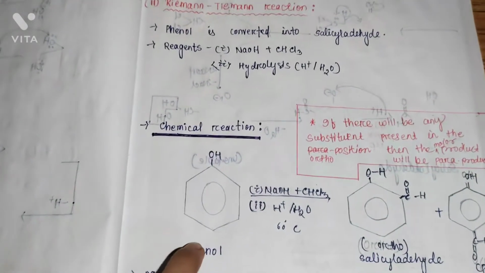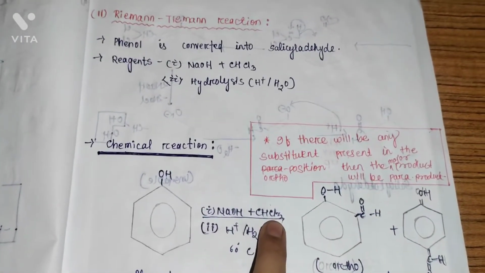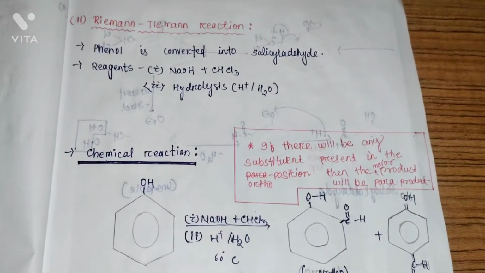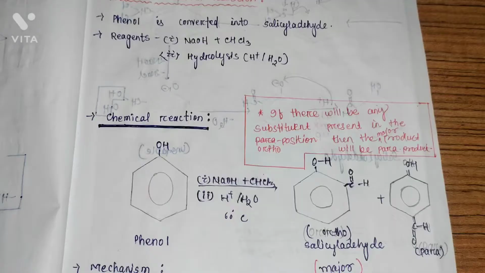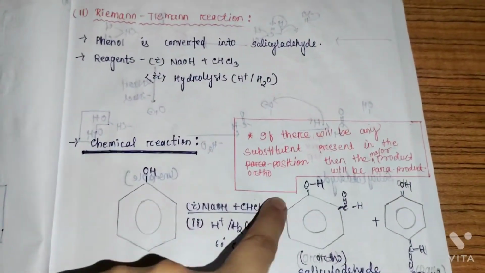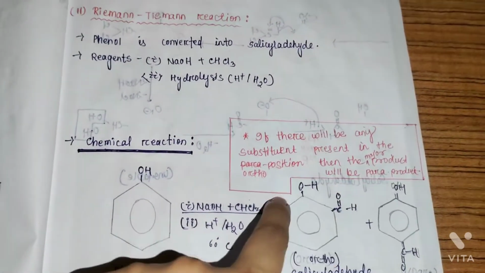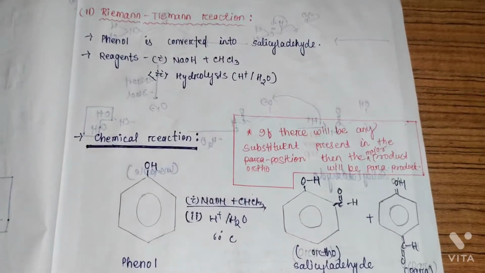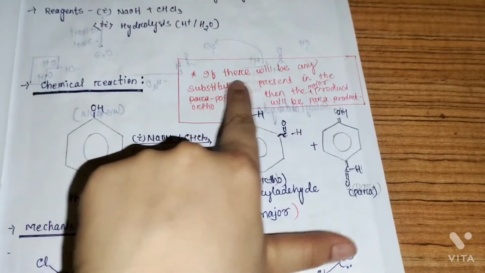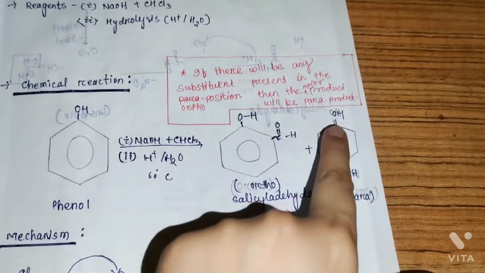This is phenol. When it reacts with NaOH, that means sodium hydroxide, plus CHCl3, it will form ortho-salicylaldehyde and para-salicylaldehyde. In this reaction, the major product will always be the ortho product. If there is any substituent present in the ortho position, then the para product will be the major product.